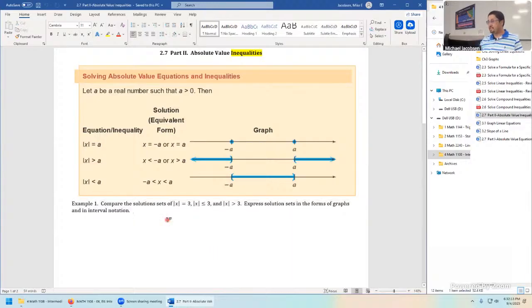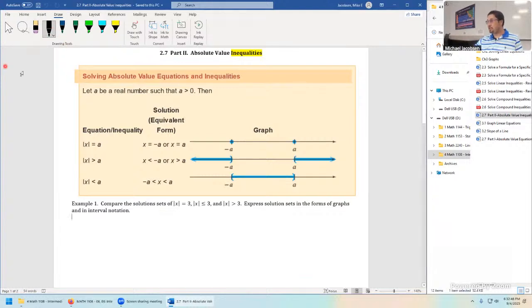Well, what's going on? It says let a be a real number, any real number that is positive. If that's the case, this right here is just the formula from our very last section, 2.7 part 1. Absolute value of x equals a means x is either -a or positive a. And this is what it would look like on a graph. Just 2 solid points. The solid dots are a way to say these are the only 2 numbers in the solution set.